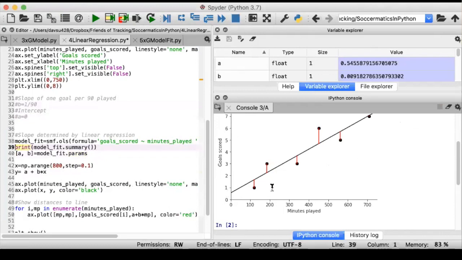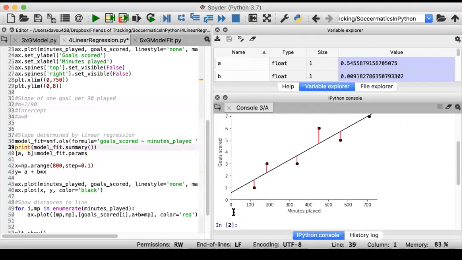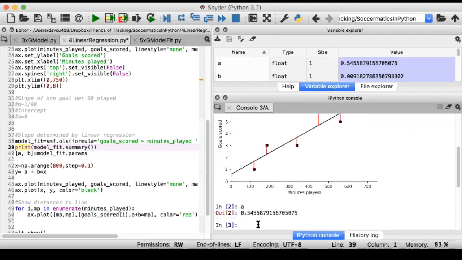If you notice here, I think there's a problem with this. I mean, the line goes through here, but the problem is that the model predicts that for minutes played 0, players are likely to score 0.7 goals or something like that. If we look at A, we can find out. So it's 0.54 goals is the prediction for minutes played 0. So that's obviously wrong. And I think that's really a case of us fitting the wrong model.